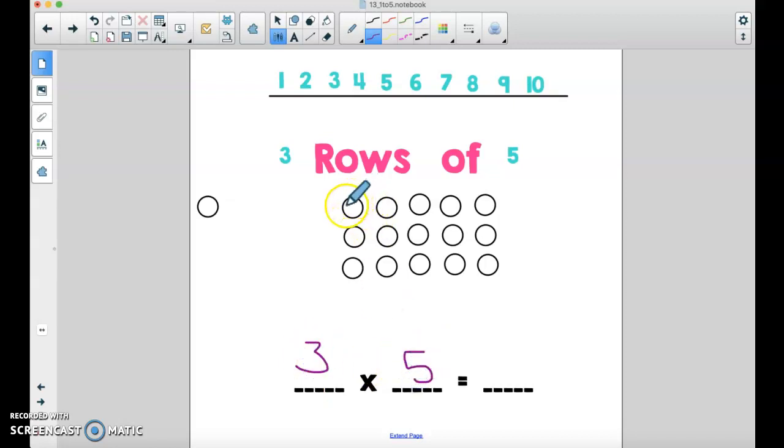So now in all, my multiplication sentence would say 3 times 5, and I can count by 5's because there's 5 in this row, 5 in this row, 5 in this row, and then there's 3 rows. So 5, 10, 15. So my answer is 15.